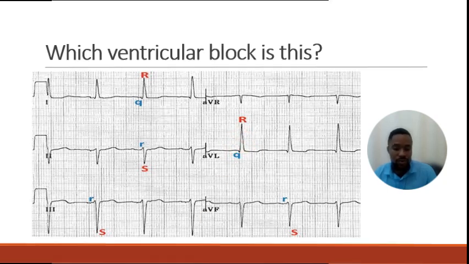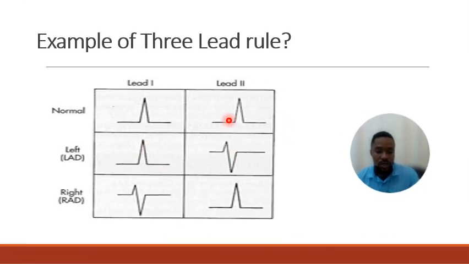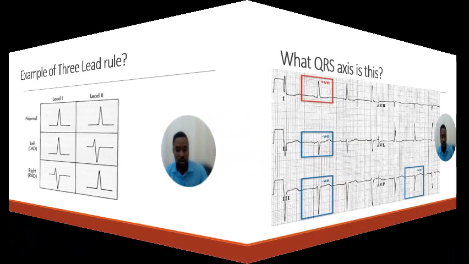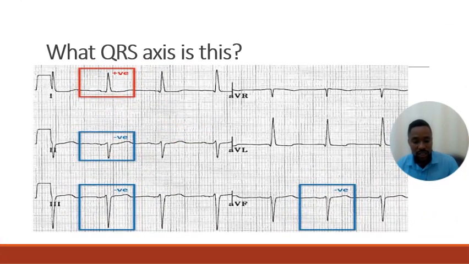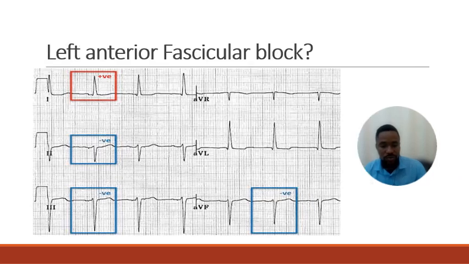So this is a rule to know left axis deviation. You can see in lead 1, lead 2. Lead 1 is positive, lead 2 is negative, so it's left axis deviation. Negative in lead 1, positive in lead 2, right axis deviation. Negative in lead 1, negative in lead 2, extreme axis deviation. So this is an example of left axis deviation. You can see left anterior fascicular block, sorry, anterior, I mean anterior then. It's when it is right axis deviation that is posterior. Apologies.